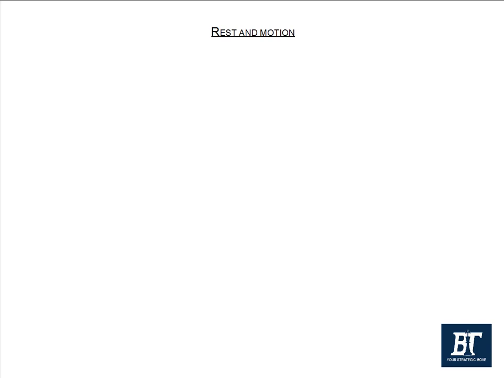We will now move on to our next section, which is kinematics. Kinematics is a branch of physics which deals with the study of motion. But before we begin this section, the very first thing that we have to understand is the concept of rest and motion.